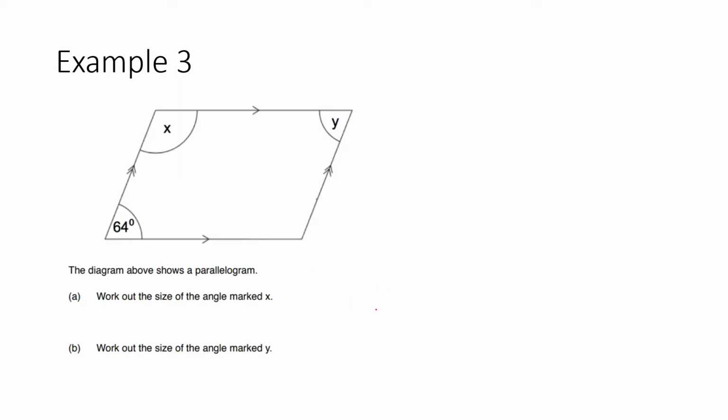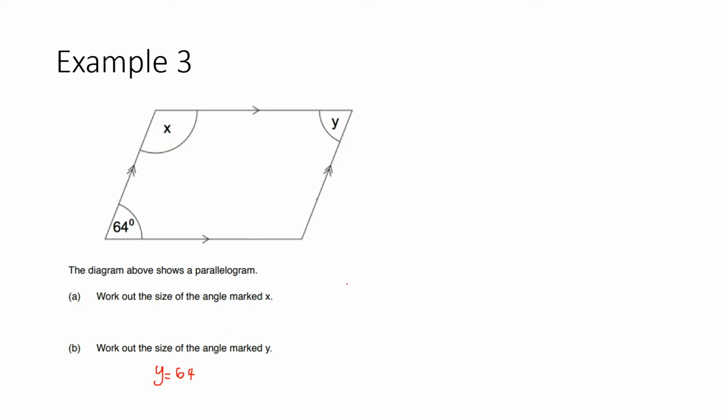Let's have a look here. Here we have the diagram above shows a parallelogram. Work out the size of angle marked X, and then part B says work out the size of angle marked Y. Very similar to our rhombus, remember our opposite angles in a parallelogram are also equal. Therefore, we can find out what Y is very, very easily. We just look at the opposite angle, which is 64. So we now know that Y is equal to 64.